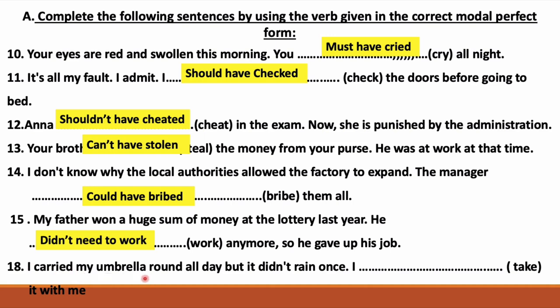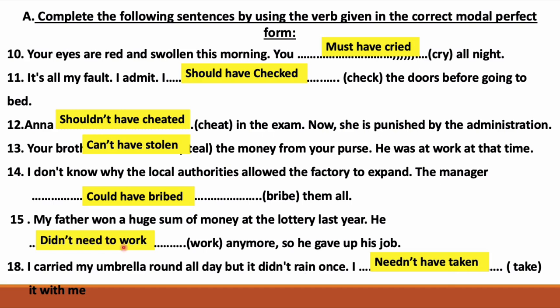Okay, 18. I carried my umbrella round all day, but it didn't rain once. I needn't have taken it with me. I needn't have. Was it necessary? No. Why? Because it didn't rain. But did I take it? Yes, I did, because we have here: I carried my umbrella around. It was not necessary, but I did the action.